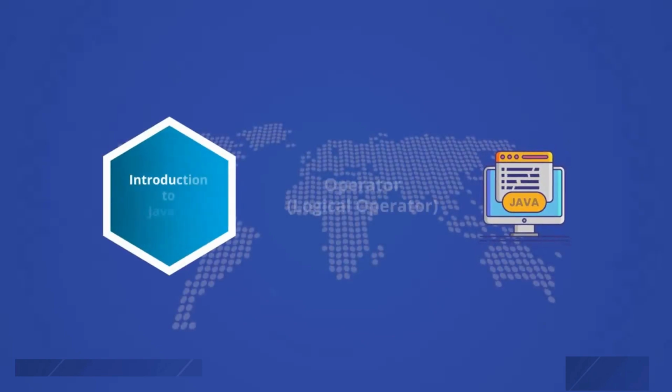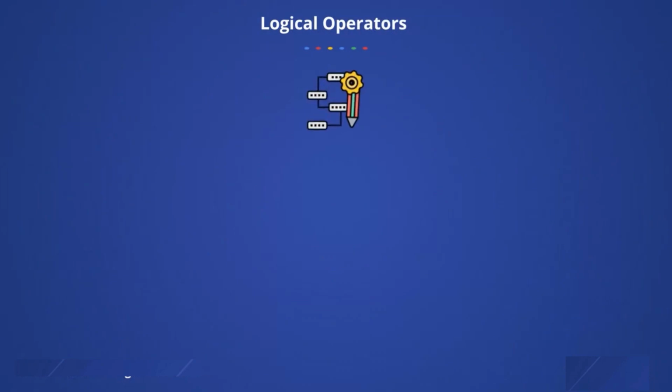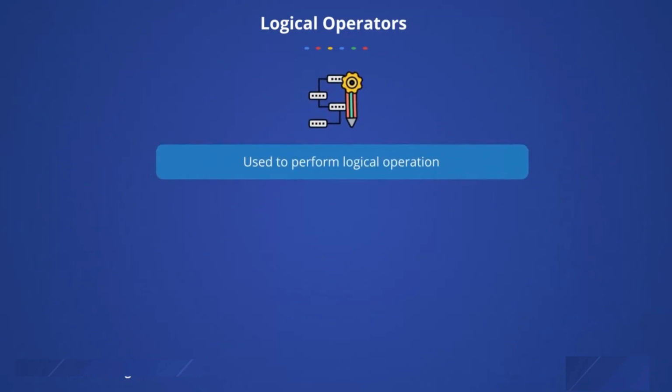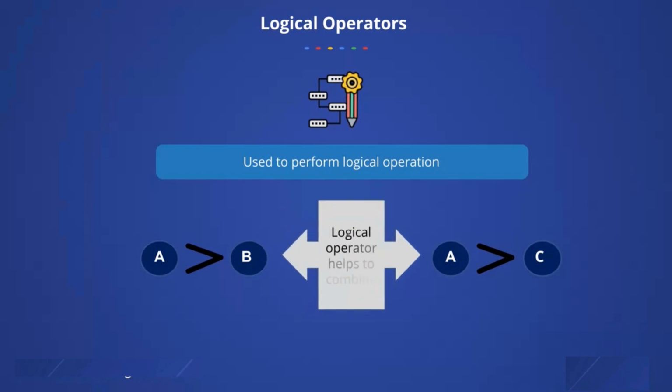Now coming to logical operators. Logical operators perform some kind of logical operations. If you want to build a bridge between relational expressions, like, let's say I want to say if a greater than b and a greater than c, how can I bridge these two conditions, a greater than b, a greater than c? That is where the logical operator helps. It can help you combine multiple relational expressions altogether.